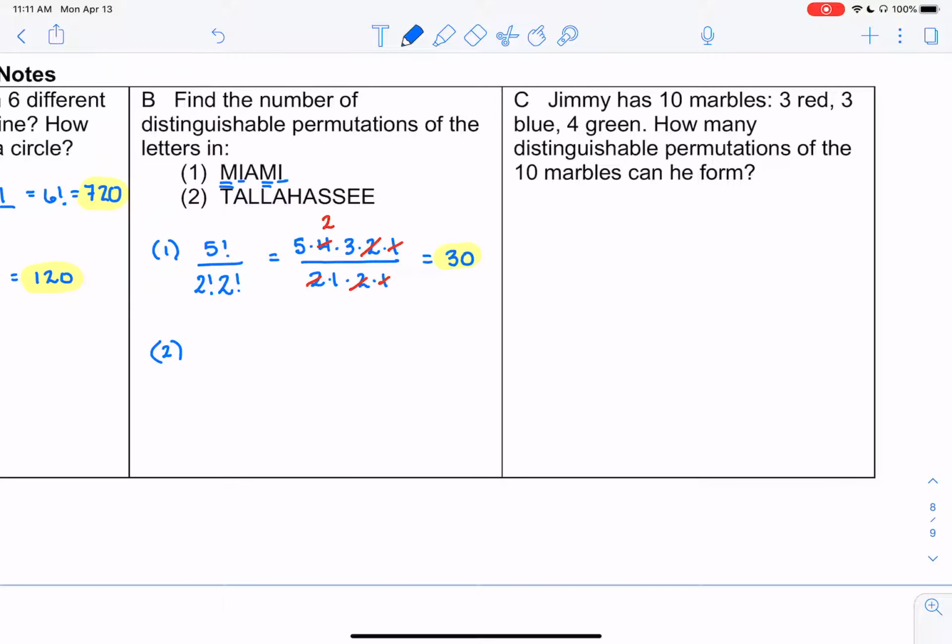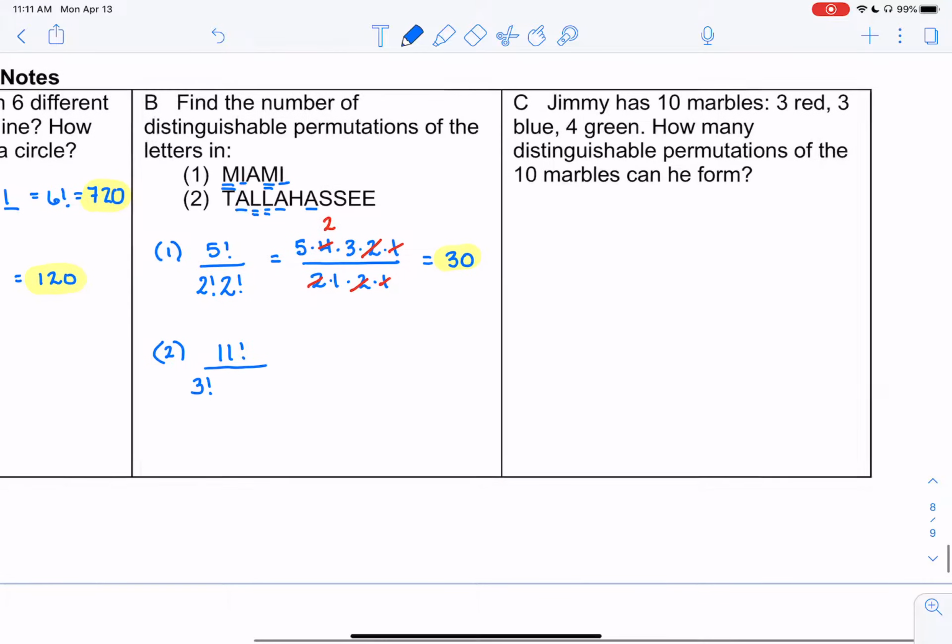We first need to count up all the letters of Tallahassee. And that comes up to 11. So that's our numerator with the factorial. And then we look for all repetitions. So the first repetition is an A. And it appears that I have 3 sets of A's, so I'm going to have a 3 factorial in my denominator. The next repetition would be L. 2 sets of L's, so that's going to be 2 factorial.